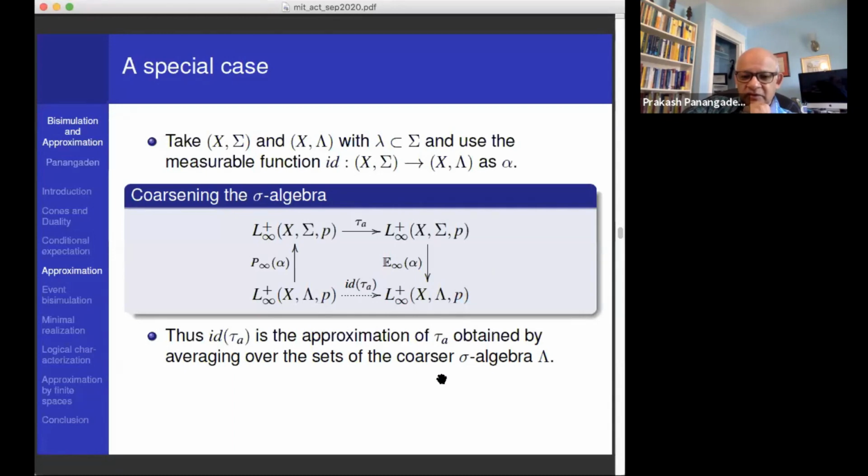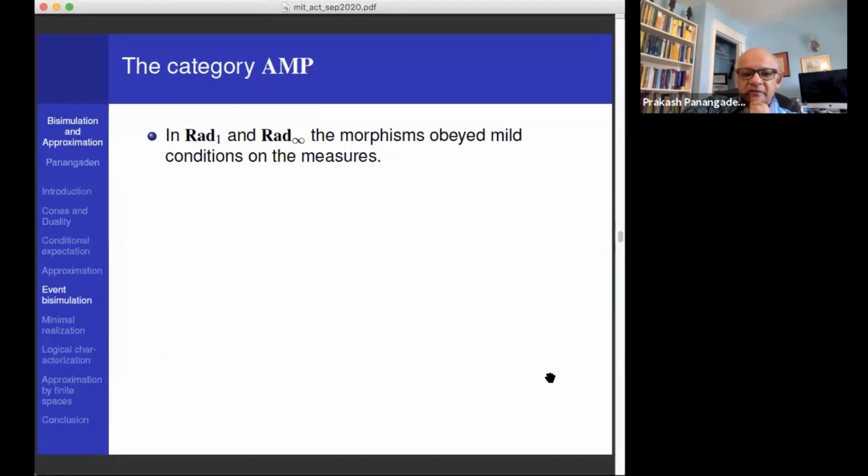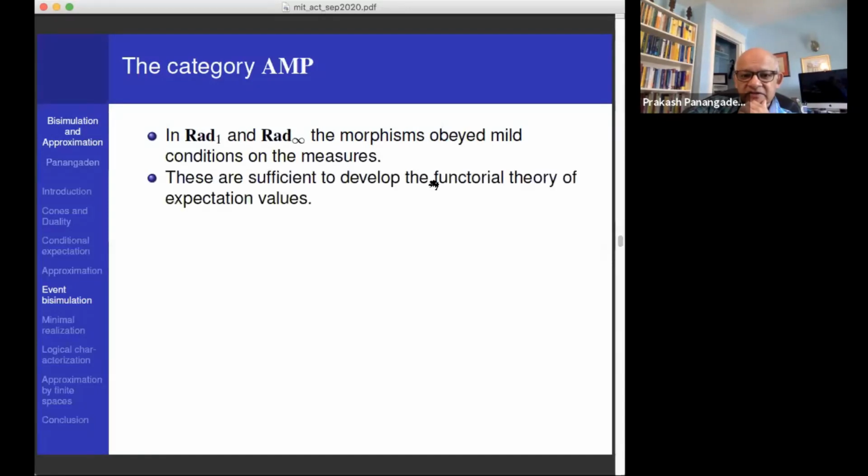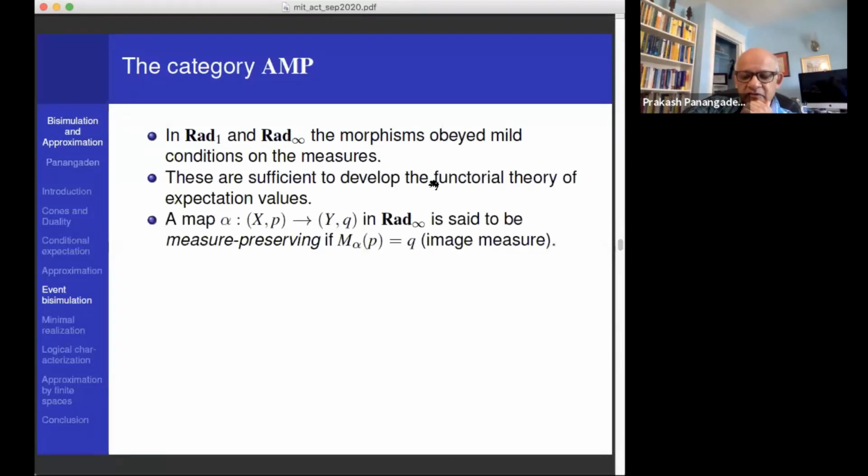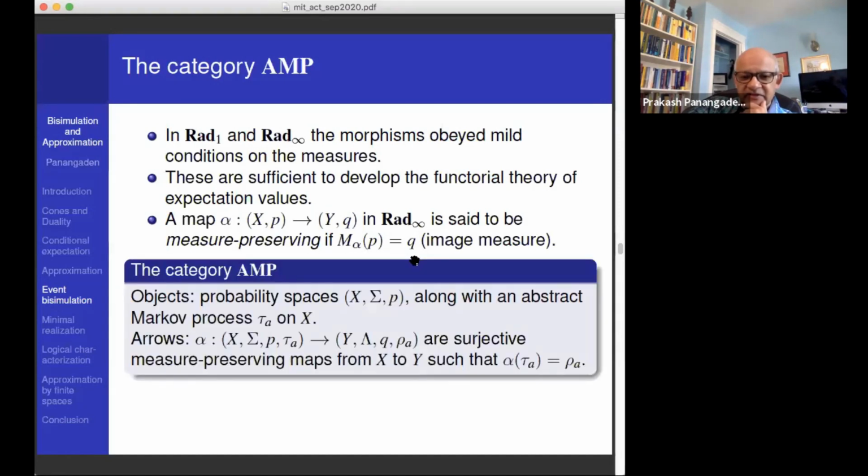Okay, so this is what I have been saying. The approximation of tau is obtained by averaging over the sets of the coarser sigma algebra lambda. Okay, so let me spell out this category. So in rad 1 and rad infinity, the morphisms obeyed fairly mild conditions on the measures, and these were sufficient to develop the functorial theory of expectation value. So if I have a map in rad infinity that's actually measure preserving, it just means that the image measure exactly matches the measure in Q.